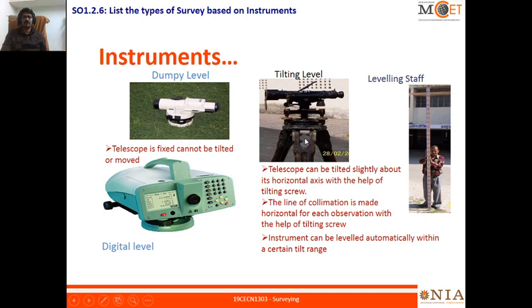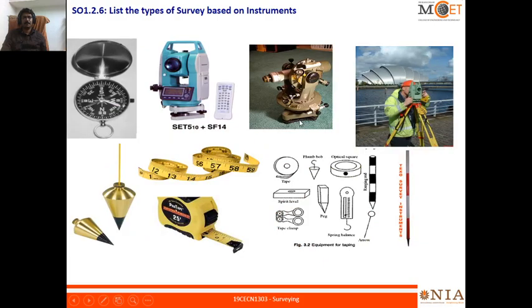So these are some photographs you may also explore on the net, right? This is the dumpy level for doing the leveling purpose. That is a digital level. It is the analog instrument. It is a digital instrument. The display is there. This is the tilting level. The telescope here can be tilted a little bit. For the leveling purpose, we need to use the leveling staff. These are the things we will explore in the second unit in detail, right?